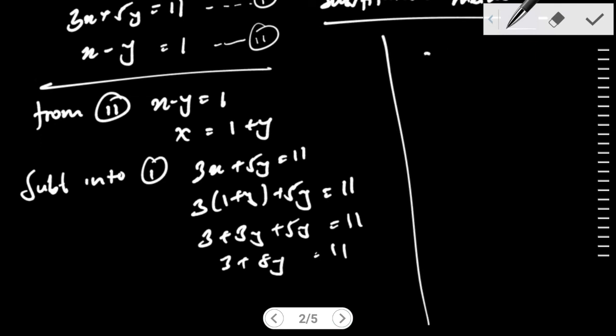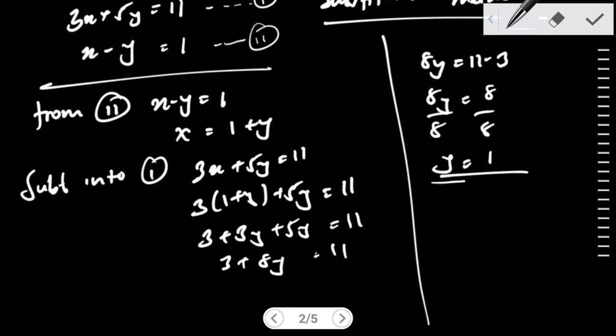And therefore this would be 8y would be equal to 11 minus 3, of which 8y would be equal to 8, all over 8. So y would be equal to 1.